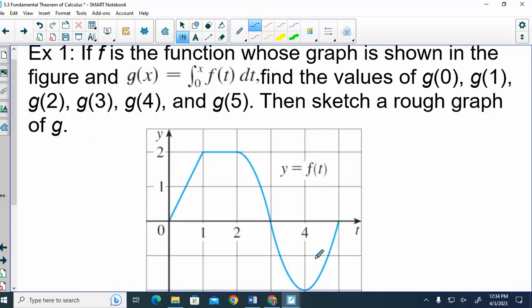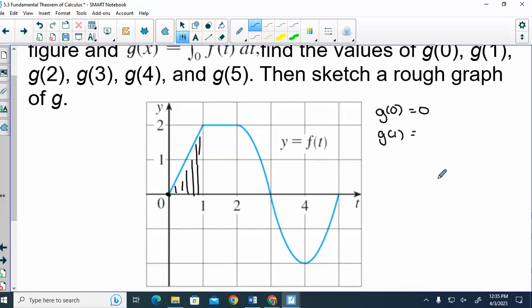So here's a function, and g is the integral from 0 to x. In other words, it's saying the area under this curve from 0 up to whatever point we might plug in. So if I ask for g of 0, that's saying the area from 0 to 0. What would that be? 0. We didn't go anywhere. So g of 1 is saying the area from 0 up to 1. If I try to approximate those, what do you think that would be?